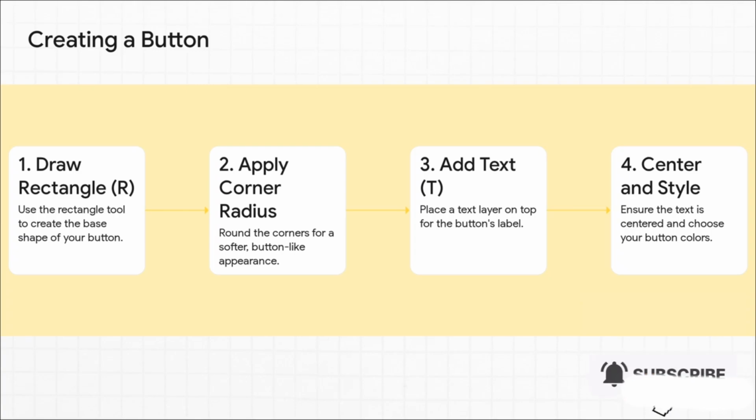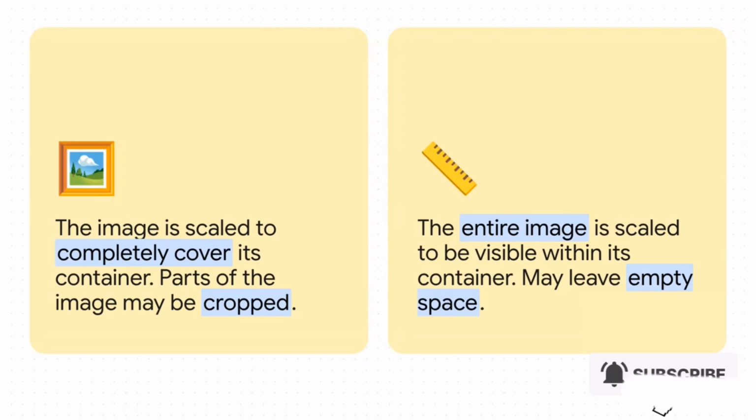Next, hit the T key to add a text layer, maybe something like Sign In. Center it up, pick some colors, and boom, you've just created one of the most fundamental building blocks of any app.